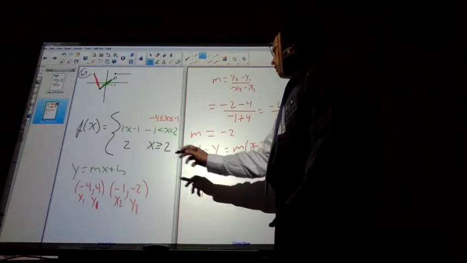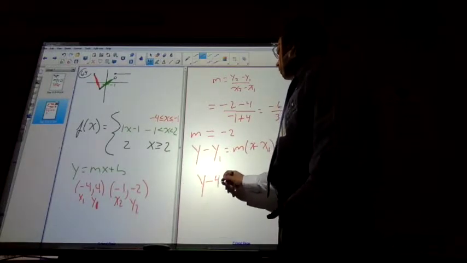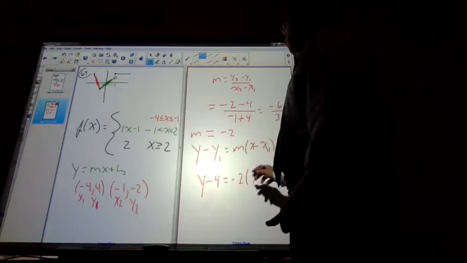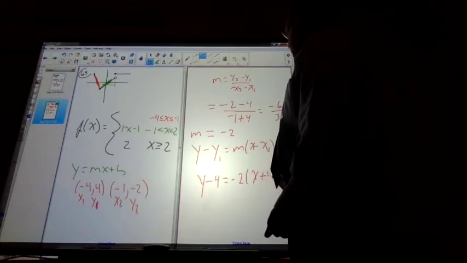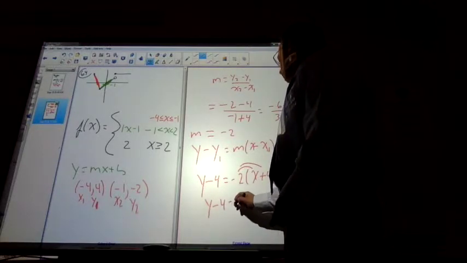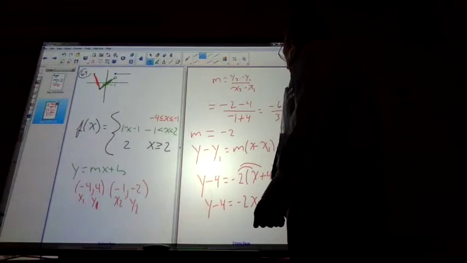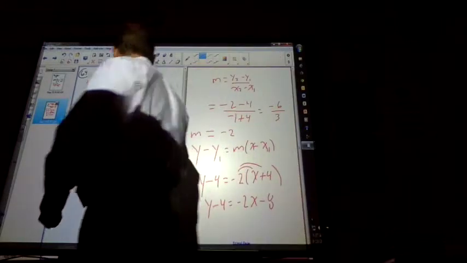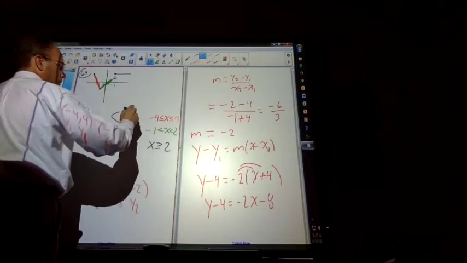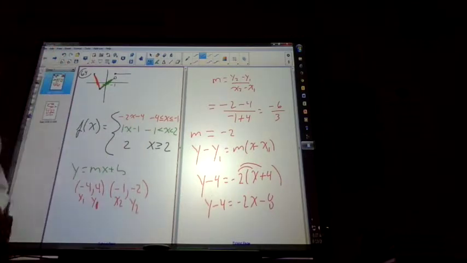So y1, we called 4, so I have y minus 4 equals -2 times x minus x1, which is -4, so -4 plus, distribute. So y minus 4 equals -2x minus 8. Add that 4. So I get y equals -2x minus 4. That's the entire problem. A lot to it.